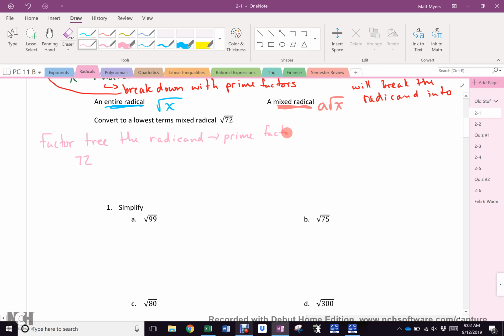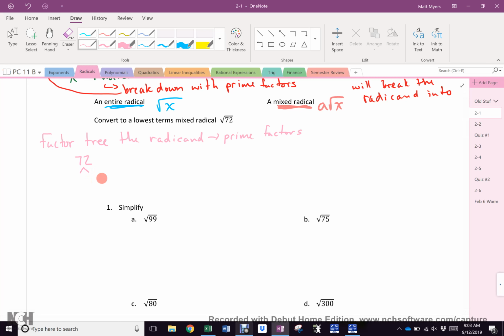Do I need to remind you all of what a prime number is? They are the most powerful numbers in the universe. They are the language of math. 72, I break it down until I have prime factors.